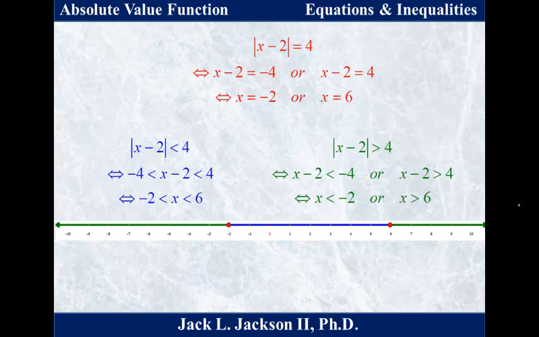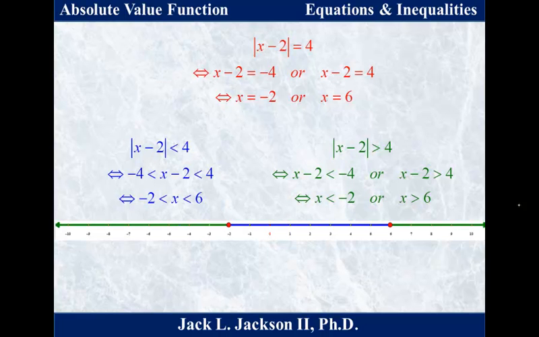But what if I have the absolute value of x minus 2 is less than 4? We're saying the distance x is from 2 is small. The absolute value is small. That's a small distance. A small distance from where? From x to 2. How small a distance? Well, less than 4. So it has to be close to 2.